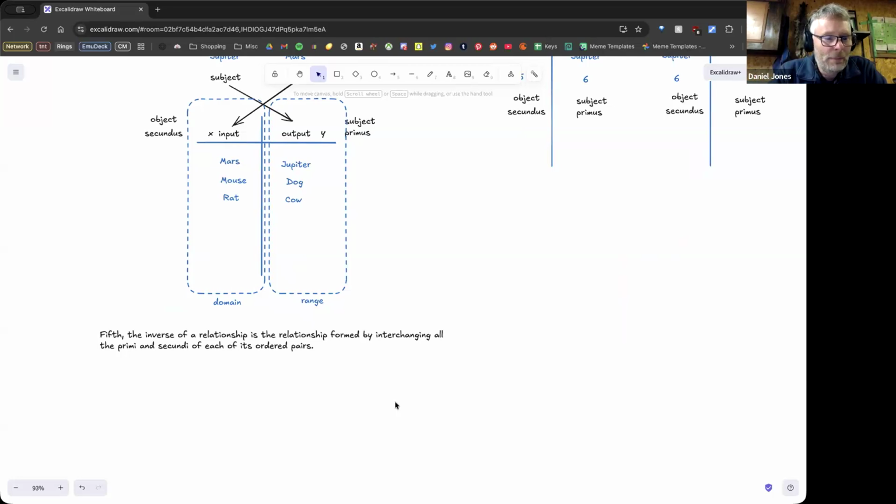So what Chris is pointing out is that the relationship formed by interchanging the primum and secundi of the ordered pairs is going to form a new relationship for which we can give a name. And once again, the approach of these books is very natural and very grounded, because that is how we interact with reality. That is how we learn about the world. And relationships, book two especially, really gets into that in a really cool way.